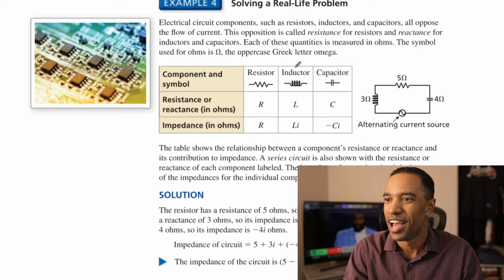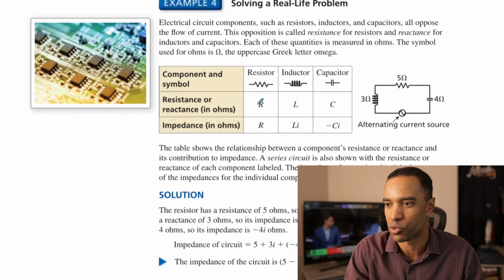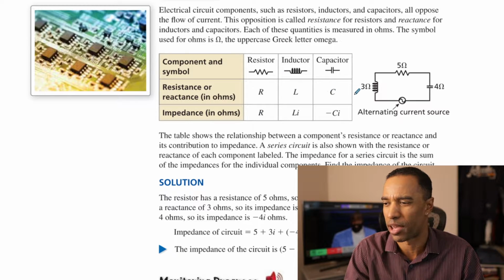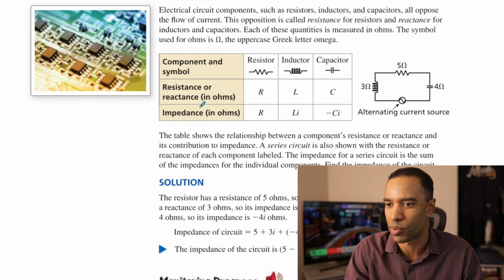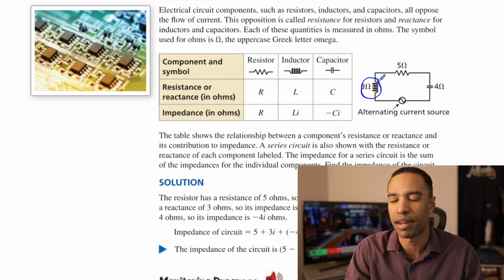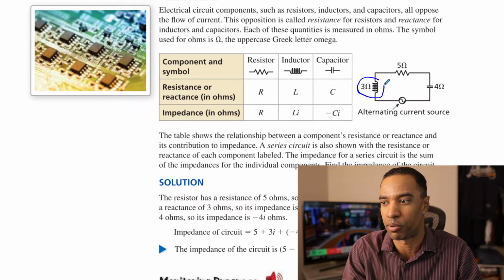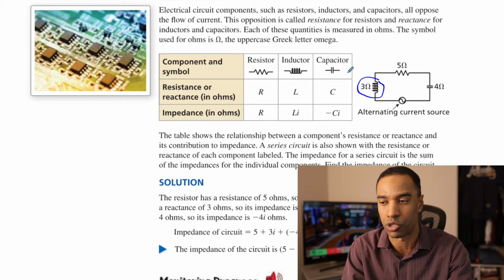Okay, well, there it is. Component and symbol. So for a resistor, resistance or reactance in ohms, we use R, and impedance in ohms, we use R. I actually want to know what to do with this problem. I don't know what we're going to do with the problem. Inductor, we use L for resistance, reactance. For impedance, we use Li. So there's an imaginary component for the inductor portion, which you see in that symbol. I might have to go back to the example for the actual figures if they don't show them for me later.